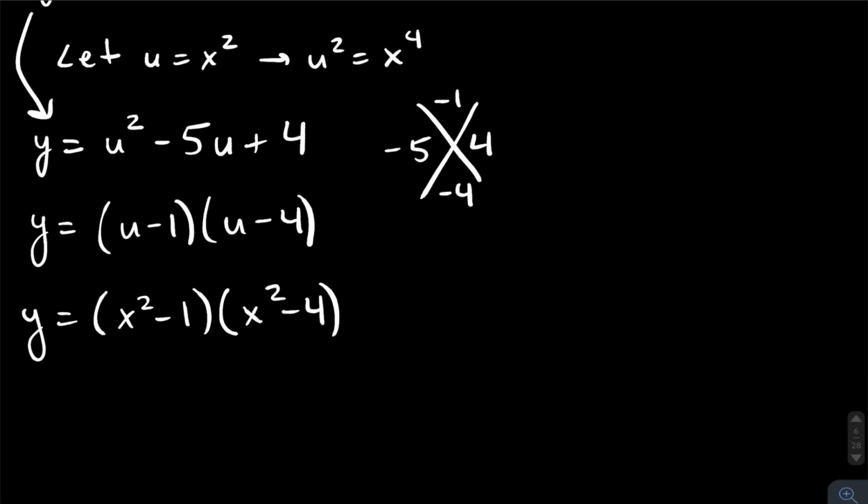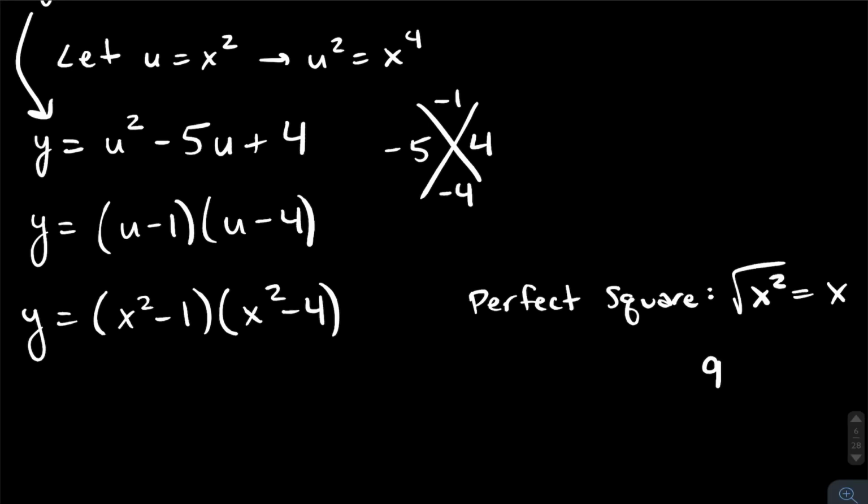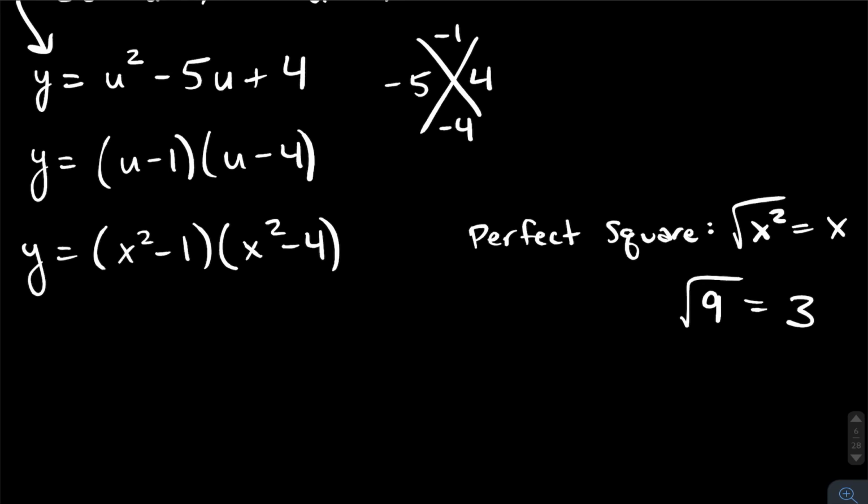What a perfect square is, right? An example of a perfect square is something like x squared, because if you square root it, you get something nice. Another example is 9, because if you square root it, you get something nice. And a non-example of a perfect square is something like 18, because if you square root 18, you don't get something nice.